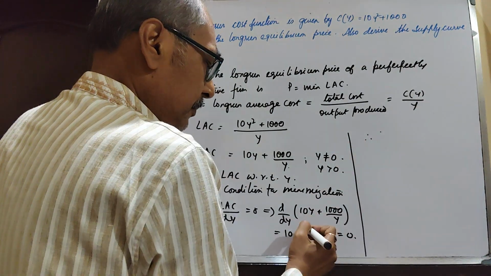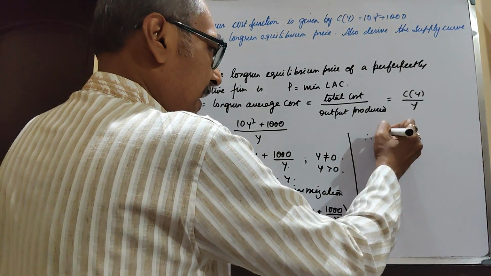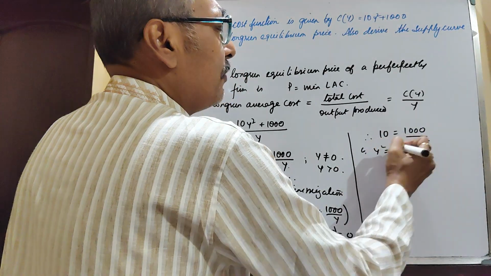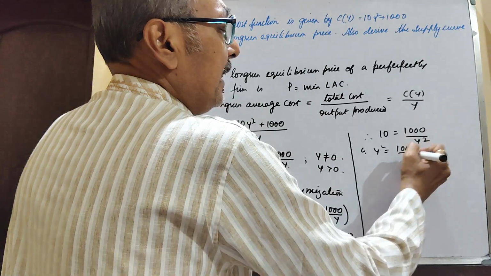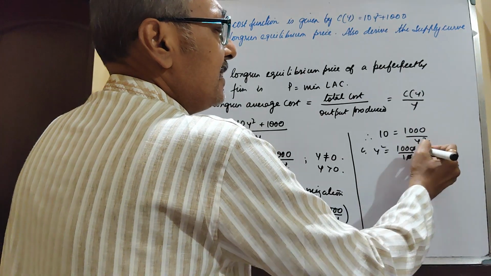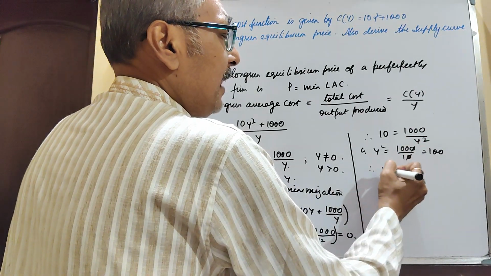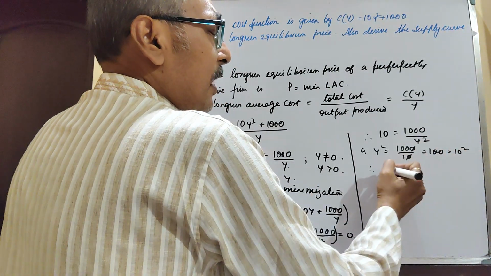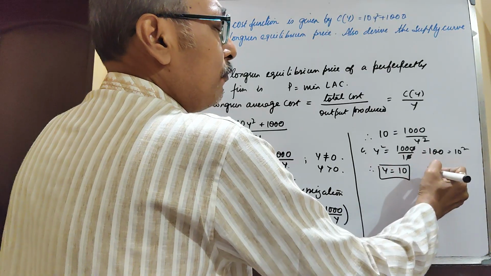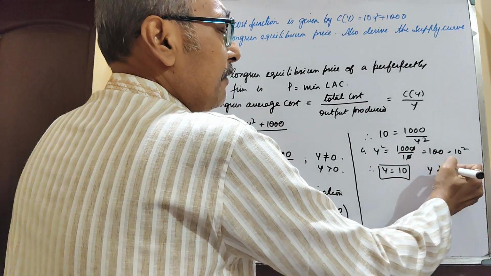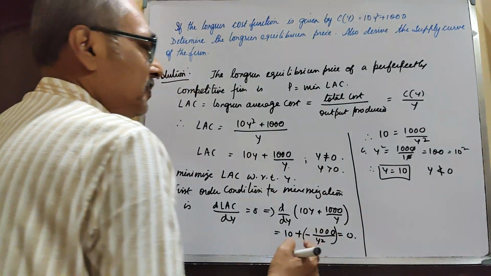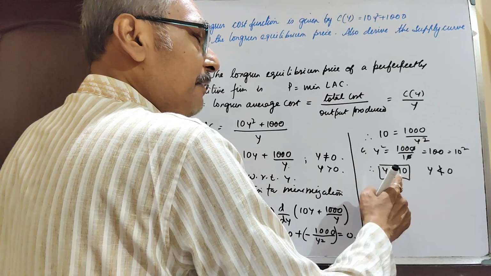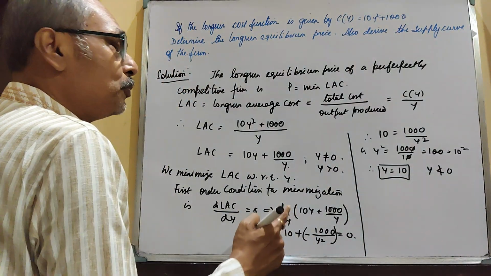Therefore, 10 equals 1000 by y squared, or y squared equals 1000 by 10. The 0 gets cancelled. This is 100. Therefore y equals 10, because 100 is 10 squared. Y is plus minus 10, but output cannot be negative. We ignore the negative sign and take only the positive value. Therefore y is 10.